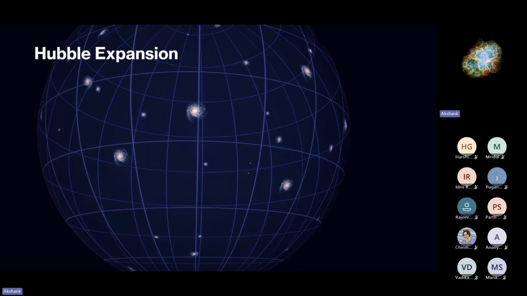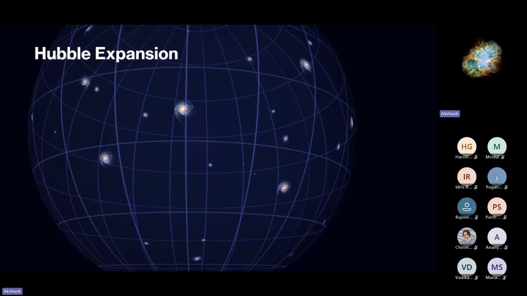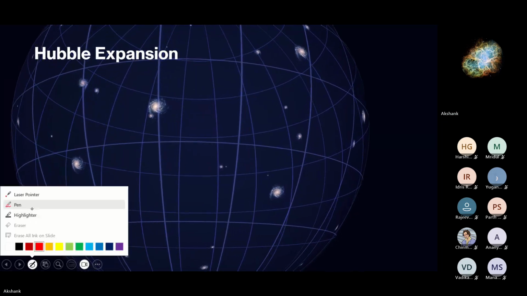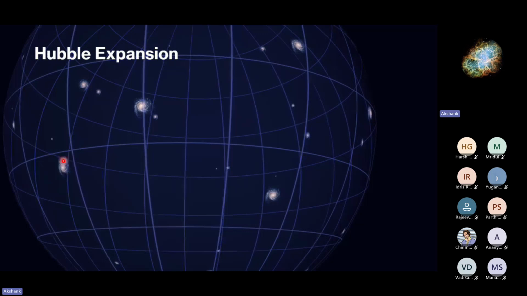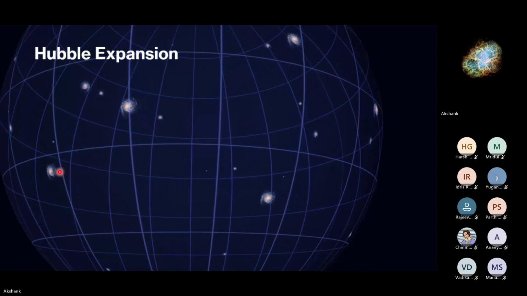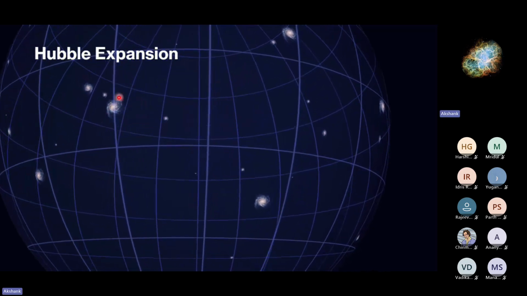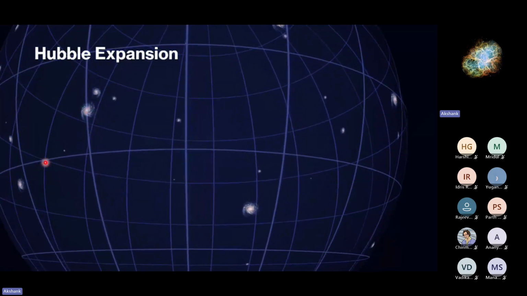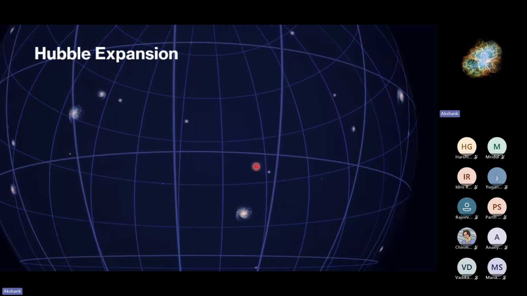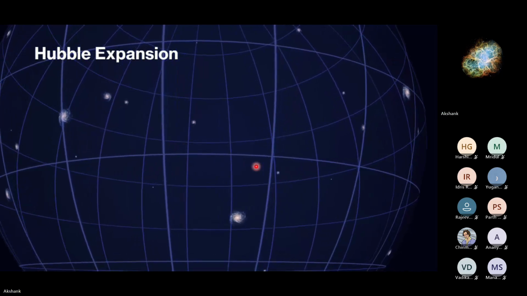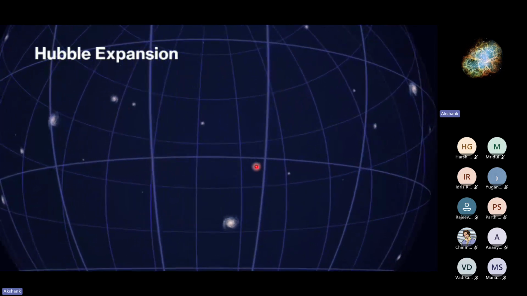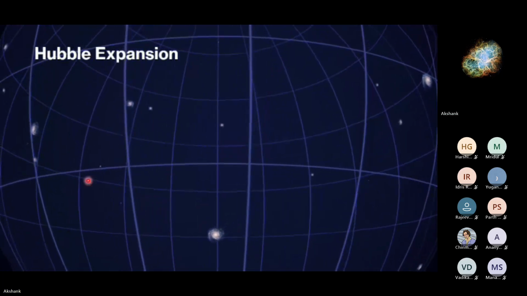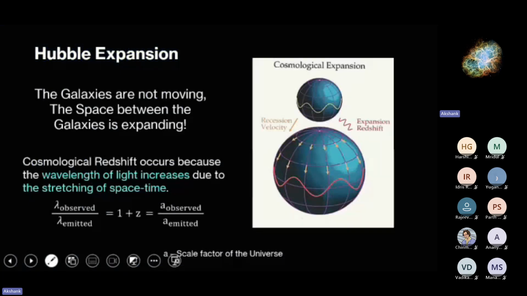As you can see in this video, these galaxies remain at the same grid points of the sphere's surface, but the distance between them seems to increase because the size of the sphere is increasing. So this is a good analogy for how the universe is expanding. The space between the galaxies is increasing, and this is what we call the Hubble expansion, right?